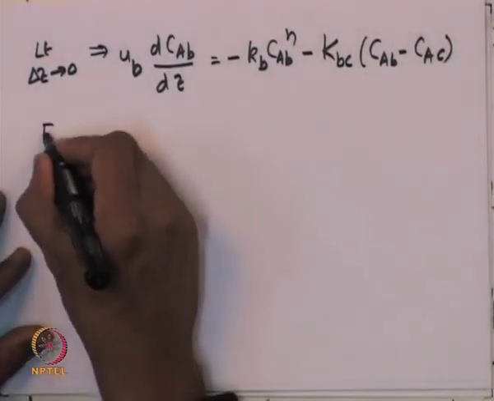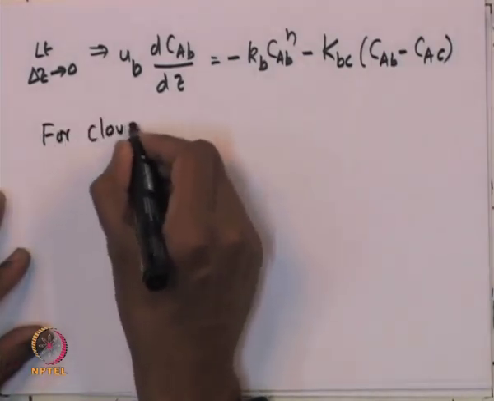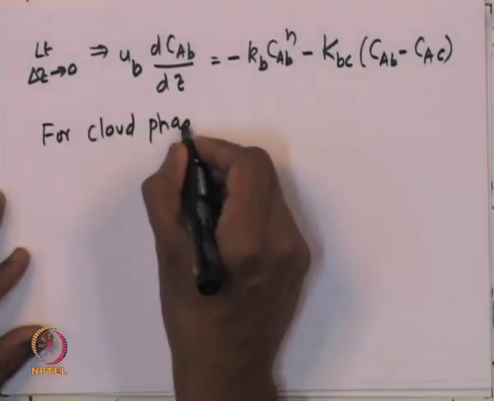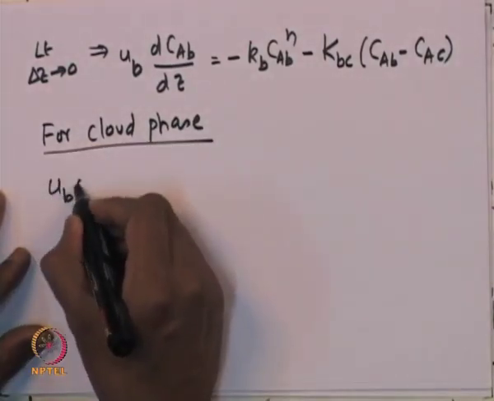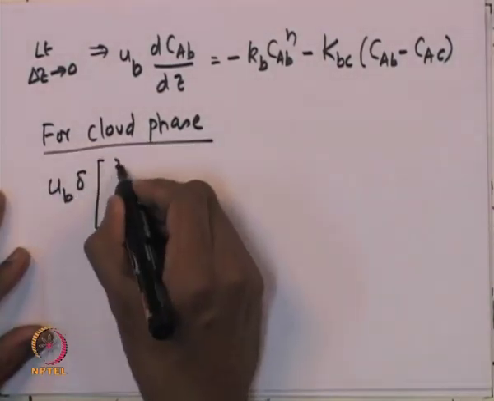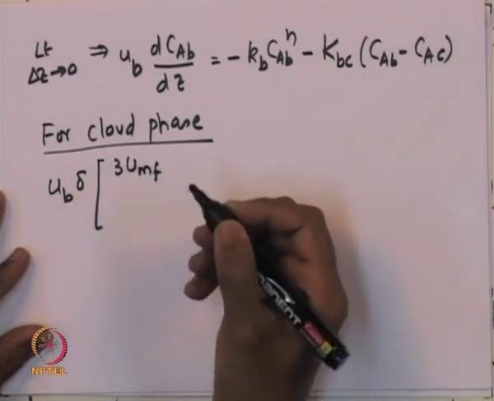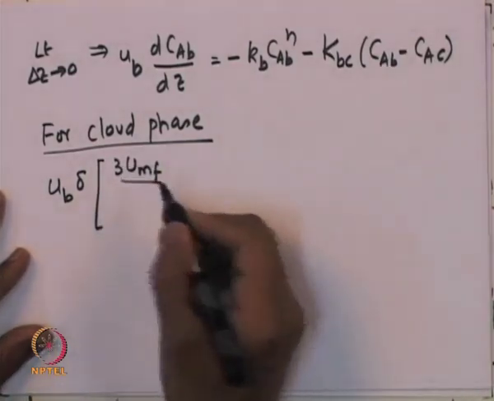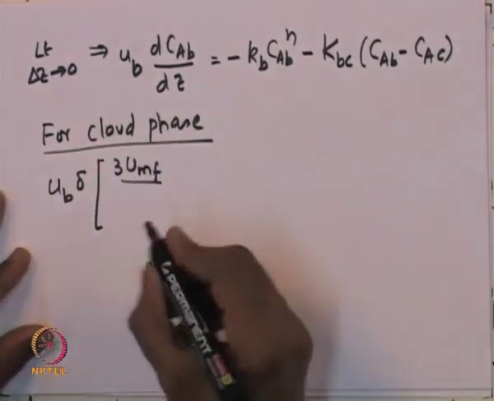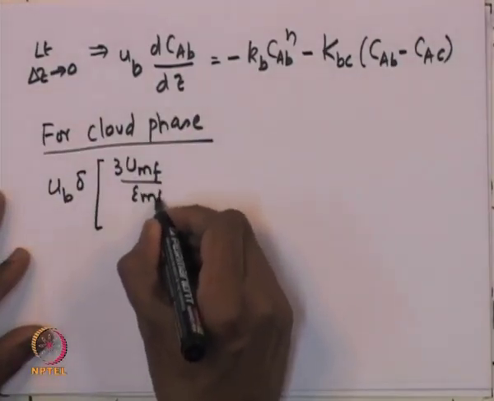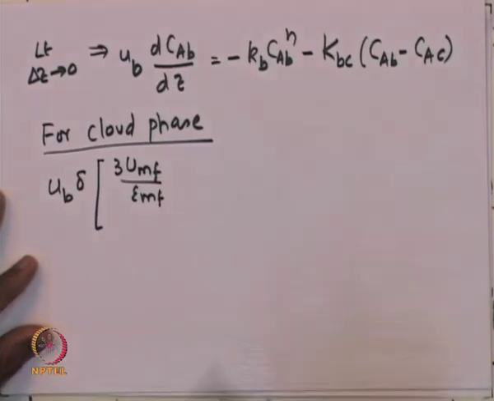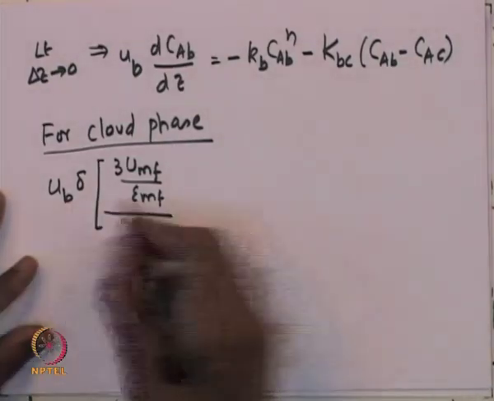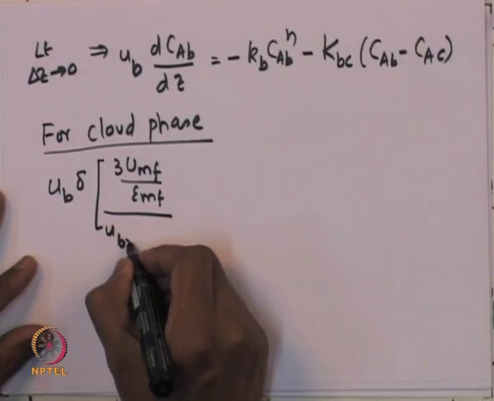Similarly, for the cloud phase, the mole balance is given by ub into delta into 3 times umf. A very similar balance can be written, and taking the limit of delta z going to 0, one would get the expression for the mole balance for the concentration of the species in the cloud phase, which is basically given by this expression here.